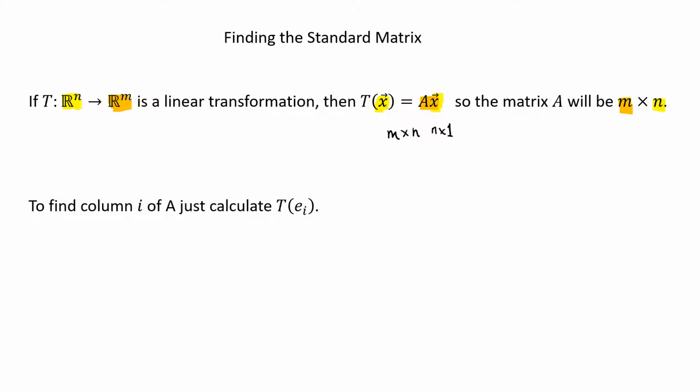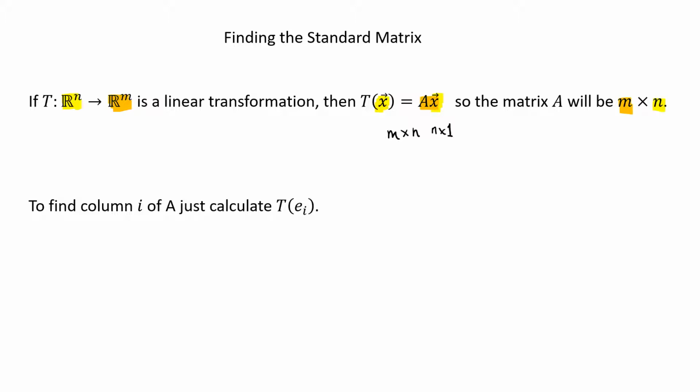This sometimes feels a little bit backwards to folks. So we can see this map T goes from Rn to Rm. People naturally expect that A is going to be n by m, but it's not this way. We're going to see the domain in the number of columns. We're going to see the target set in the number of rows.